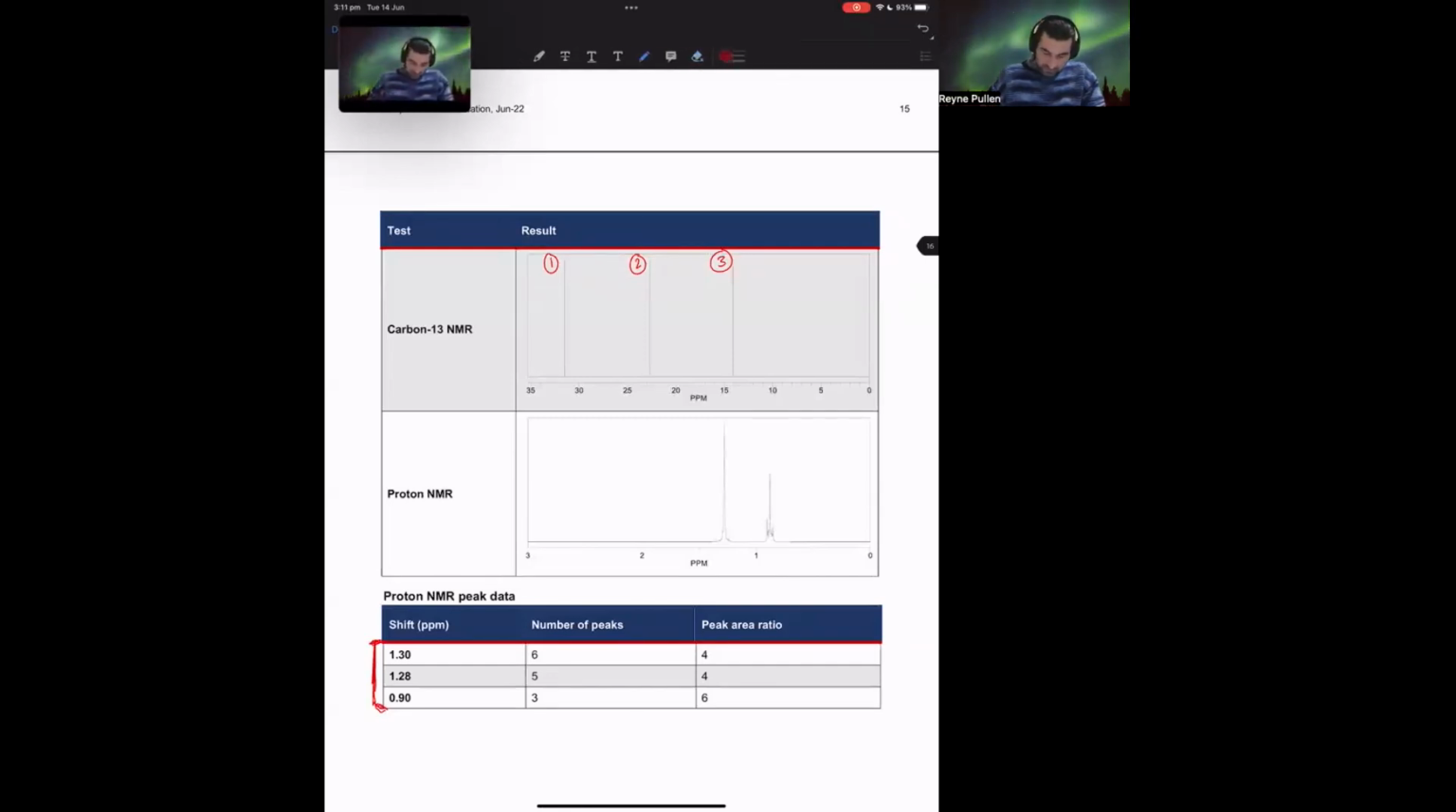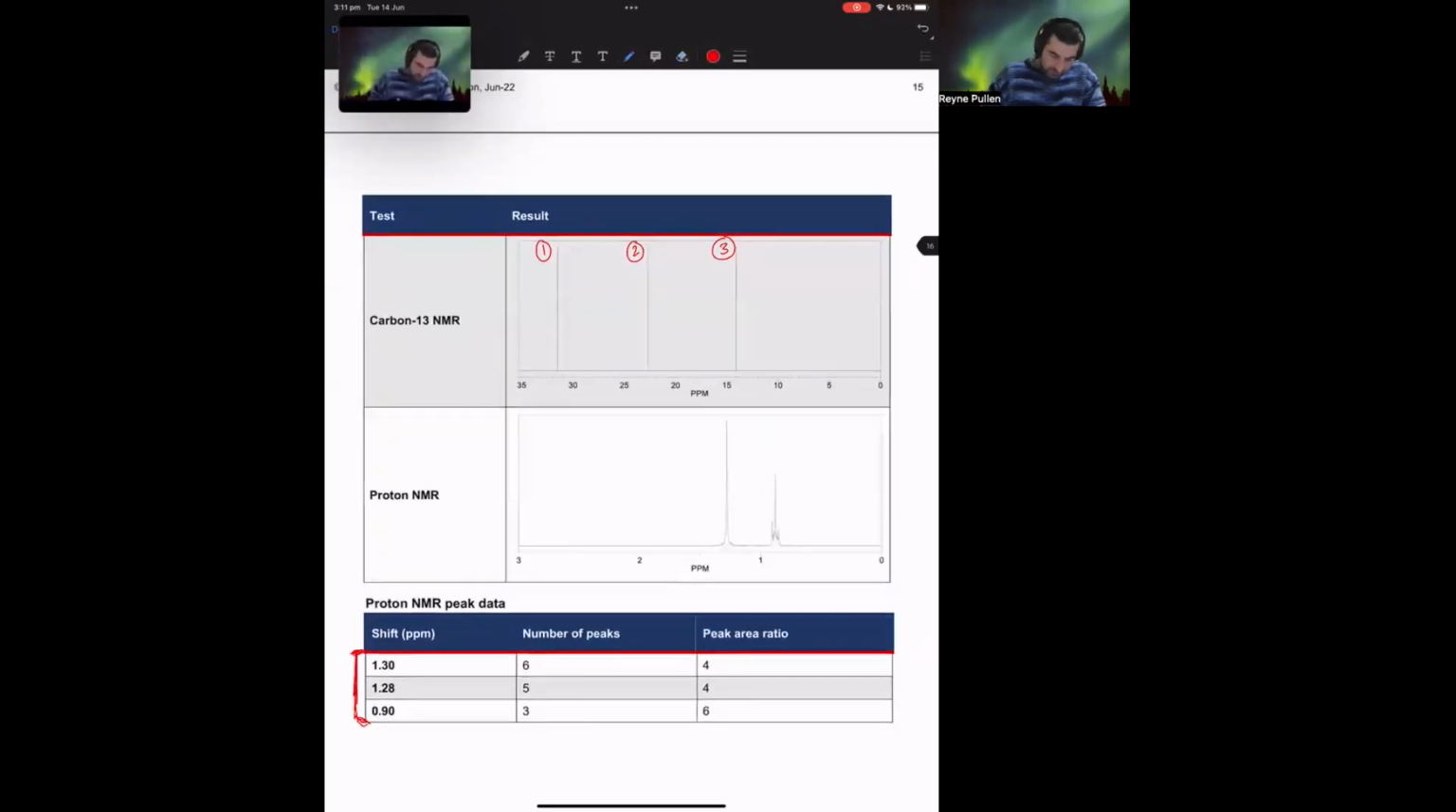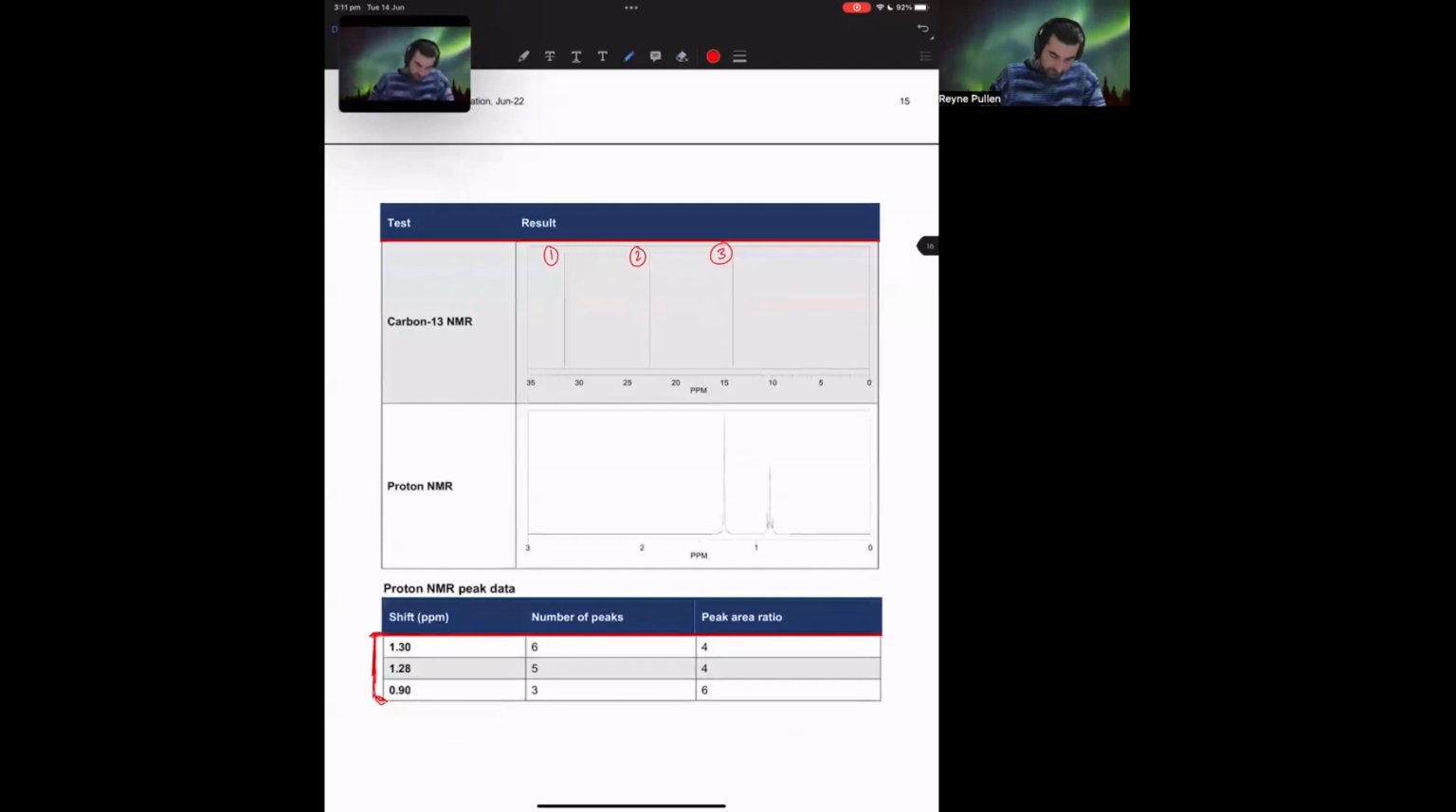So based off of this, if we label this A, B, and C, it's telling us that we've got A and B at this peak at about 1.30, and it's also telling us that we've got this peak C at about 0.9 in terms of their shift. Now we can also think about both the ratio and the number of peaks present there.